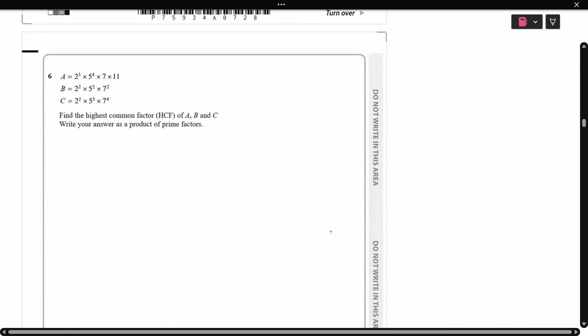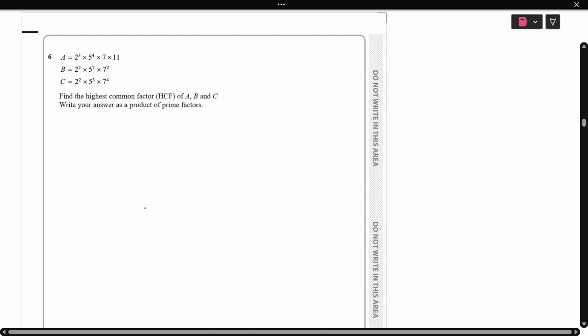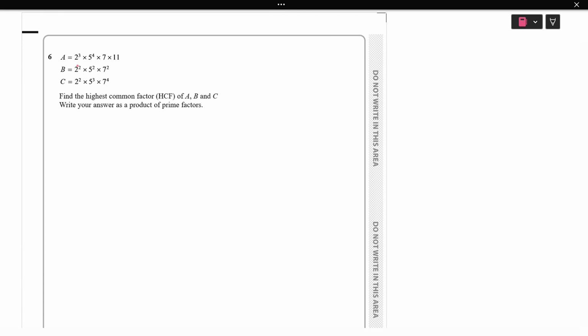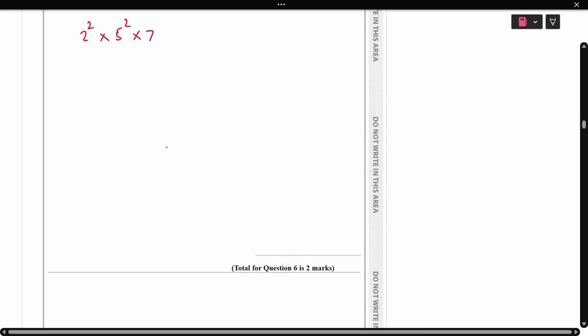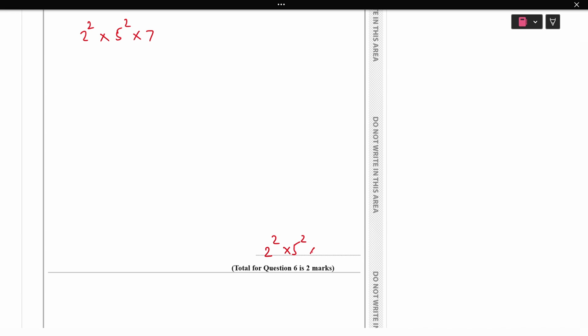Okay, the next question. Find the highest common factor, HCF. We know for HCF, we need to take the least exponent. When we compare the 2s, the least one is 2 square. When you compare all the 5s, 5 square is the least. When you compare the 11, there is no common element. So this is the HCF. Write your answer as a product of prime factors. So this is the answer, 2 square, 5 square, 7.